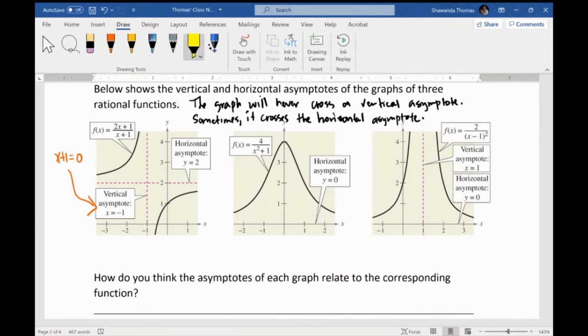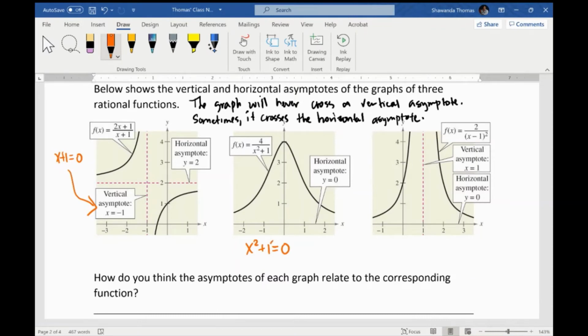Let's go to the middle function over here, 4 over x squared plus 1. There are no common factors, so we go straight to the denominator. We're going to set x squared plus 1 equals 0. What happens that's a little weird here? You got the x squared. What do we do to solve for x? Tell me how to solve for x.